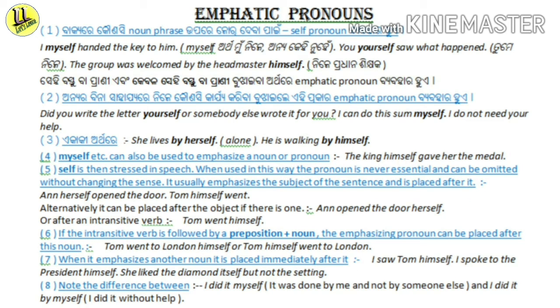And the last point is, now note the difference between I did it myself. That means it was done by me, not by someone else. And I did it by myself means I did it without anybody's help. This is about emphatic pronoun.